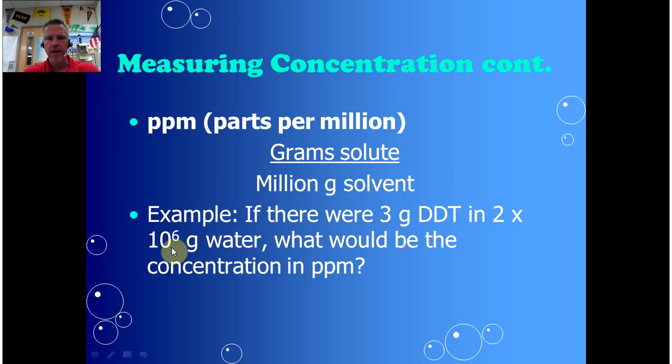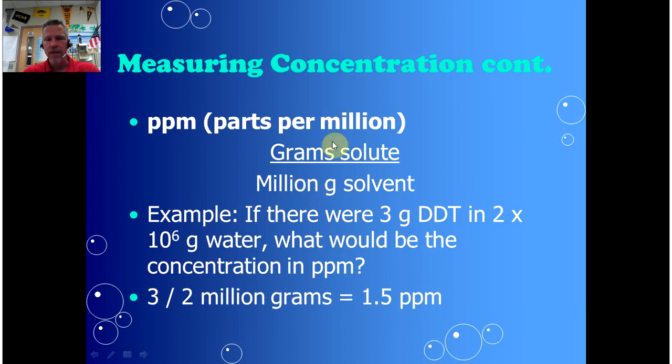Let's see an example, and maybe it'll help understand this. DDT is an insecticide that is a common environmental pollutant, contaminant. If you took a sample from a lake, for example, where there were 3 grams of DDT, this toxin, found in 2 times 10 to the 6th, which is 2 million grams of water, what would be the concentration in parts per million? Well, we want to put the grams of solute, which is 3 grams, over millions of grams of solvent. If I have 2 million grams of water, that means I have 2 millions of grams. So I would have 2 on the bottom. 3 grams of DDT over 2 million grams of solvent. So 3 over 2 equals 1.5.